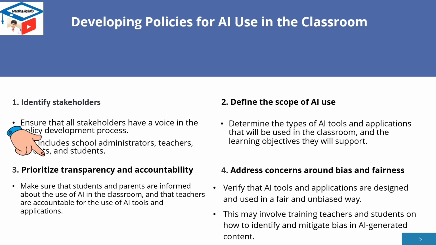Number three, prioritize transparency and accountability. Make sure that students and parents are informed about the use of AI in the classroom and the teachers are accountable for the use of AI tools and applications. Number four, address concerns around bias and fairness. Verify that AI tools and applications are designed and used in a fair and unbiased way. This may involve training teachers and students on how to identify and mitigate bias in AI generated content.